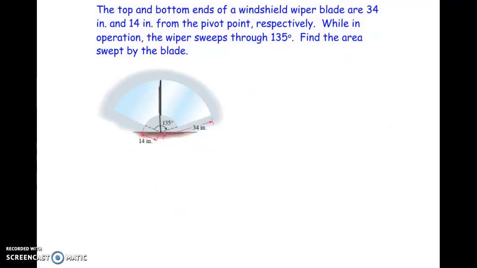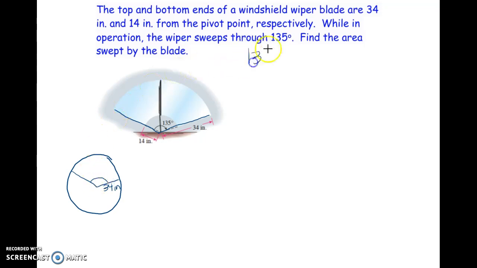I hope that you've tried it already on your own before watching this video. It says the top and bottom ends of a windshield wiper blade are 34 inches and 14 inches from the pivot point, respectively. While in operation, the wiper sweeps through 135 degrees. We want to find the area that is swept by the blade, so that's basically this cleaned off area here. We're actually going to have to deal with two different sectors. If I split this up and draw two different sectors, one goes all the way from the pivot point out, with a radius of 34 inches. And like they said, that angle is 135 degrees.